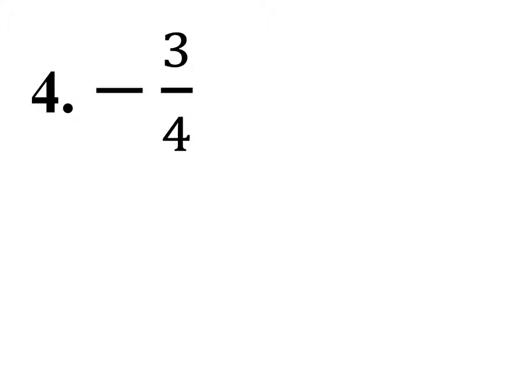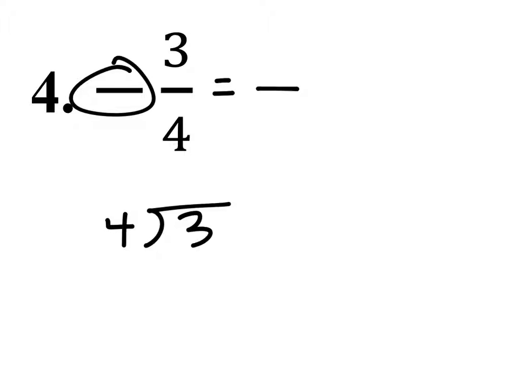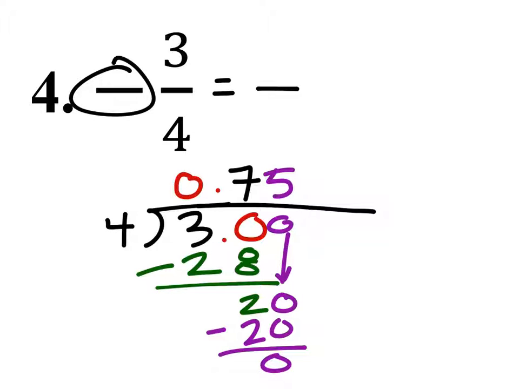So this one, negative 3/4. We just need to know the answer is negative because of the negative sign. And then we got 3 divided by 4. We'll just show the work for this one. All right, 0.75, but it's negative, right? Because I had the negative out front. So what I will do is I will just write it up here. 0.75.